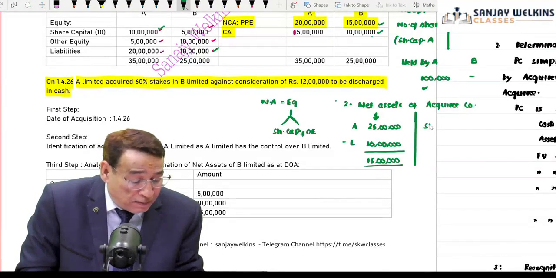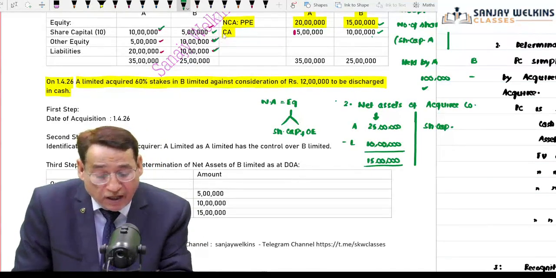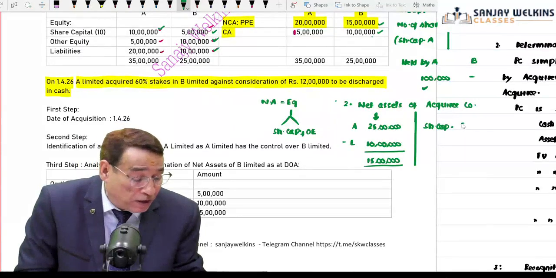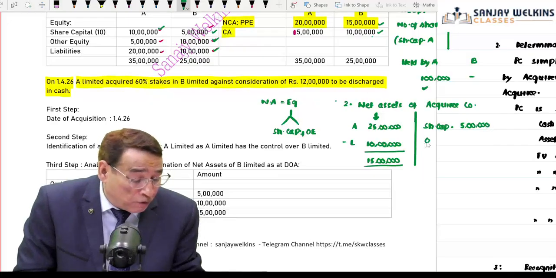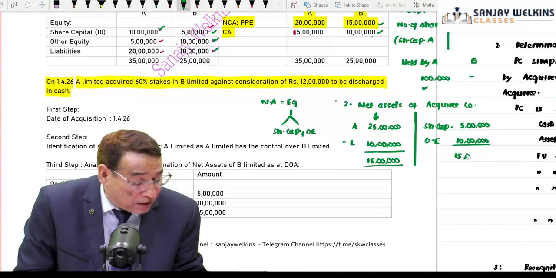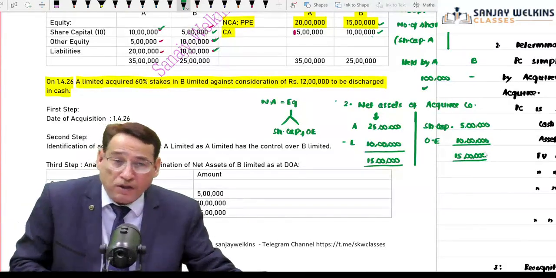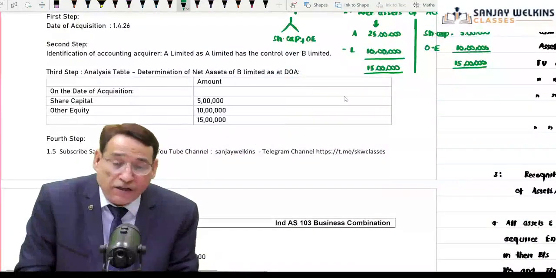See here, I can simply take into account the share capital of the subsidiary company, and we have seen that the share capital of the subsidiary company is 5 lakh and other equity is 10 lakh. So it is also very simple. I will simply add share capital and other equity, and I still get the same answer. So we may say that 15 lakh is the net assets of the acquiring entity on the date of acquisition. Is it clear to you or not? On the date of acquisition, we have now determined the amount of net assets.